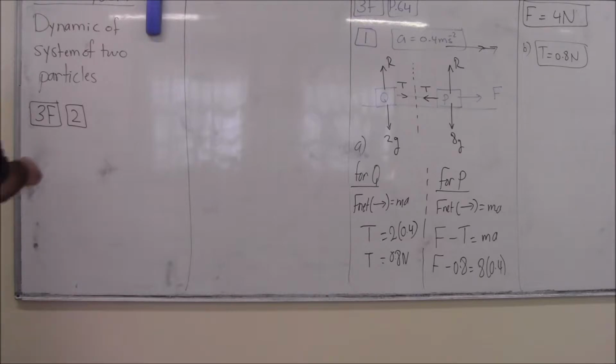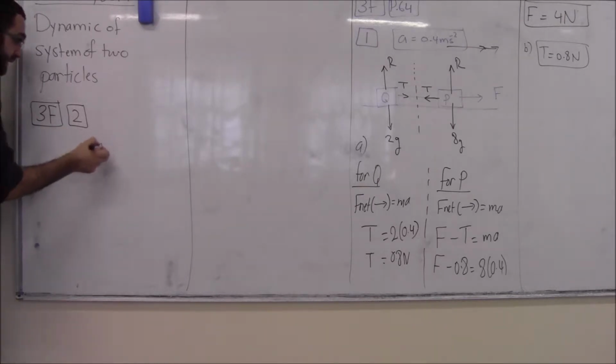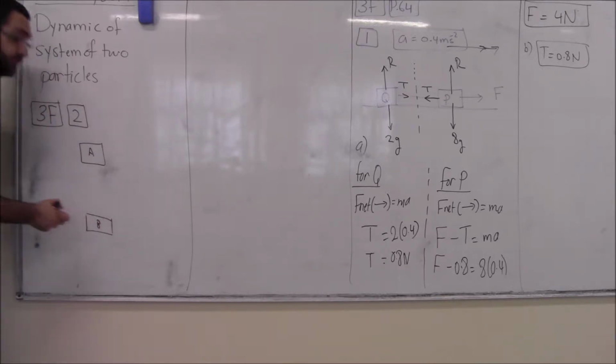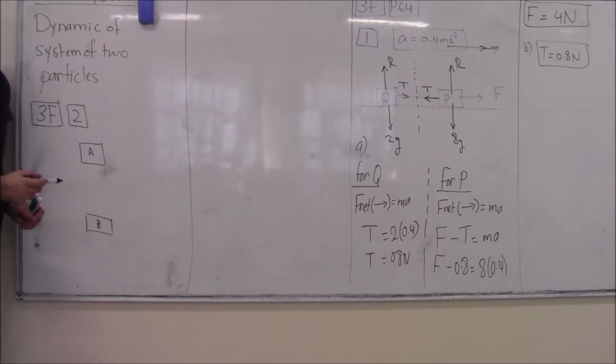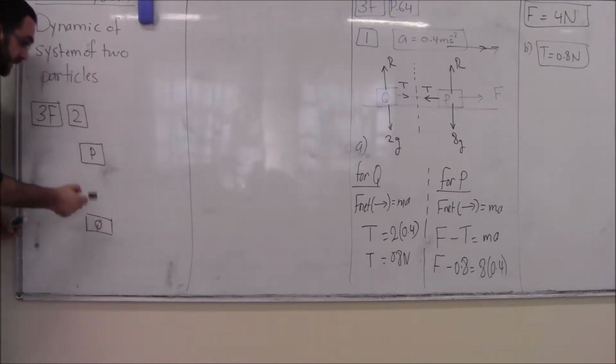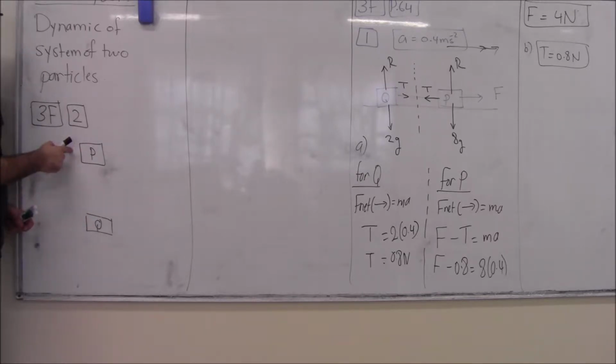3F question 2. Two bricks, P and Q, each of 5 kilograms, are connected by a light inextensible string. Brick P is held at rest and Q hangs freely, vertically below P. Listen to this. It's mentioned in the question that Q hangs freely below P, right?